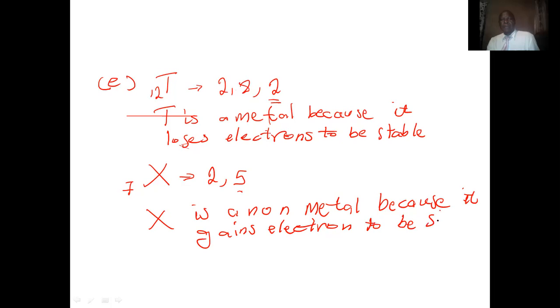It will be stable. So for it to be stable, it is easier for it actually to gain 3 electrons so that the outermost shell can have actually 8 electrons.